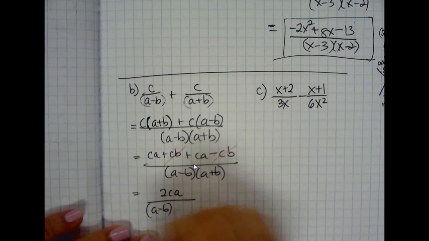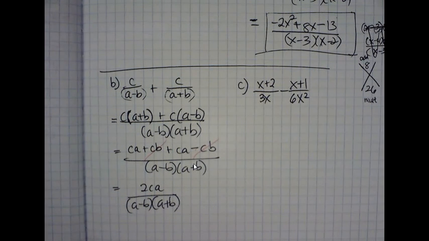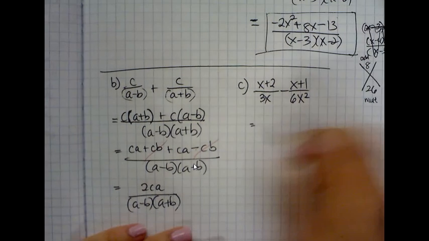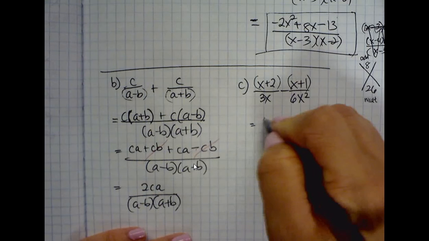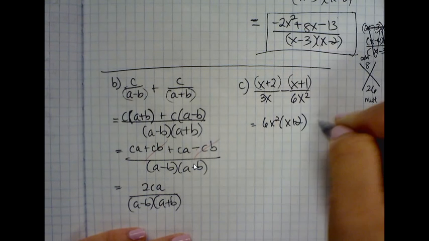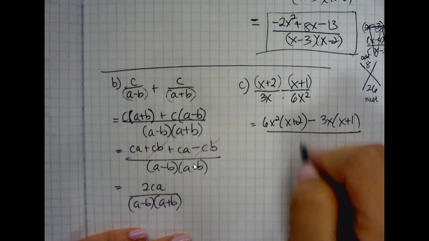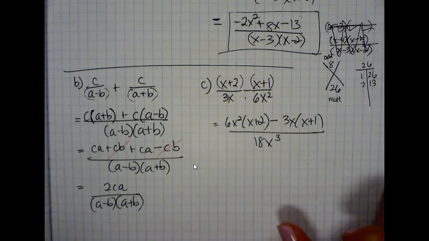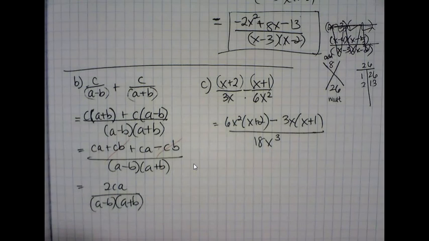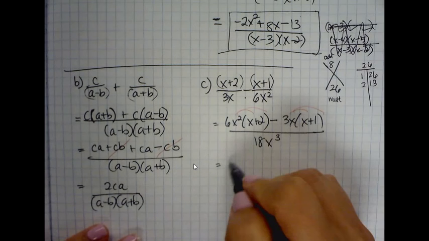So it's 6x squared times x plus 2 minus 3x times x plus 1, over 18x cubed. Now what? Distribute. So 6x cubed plus 12x squared minus 3x squared minus 3x, all over 18x cubed.